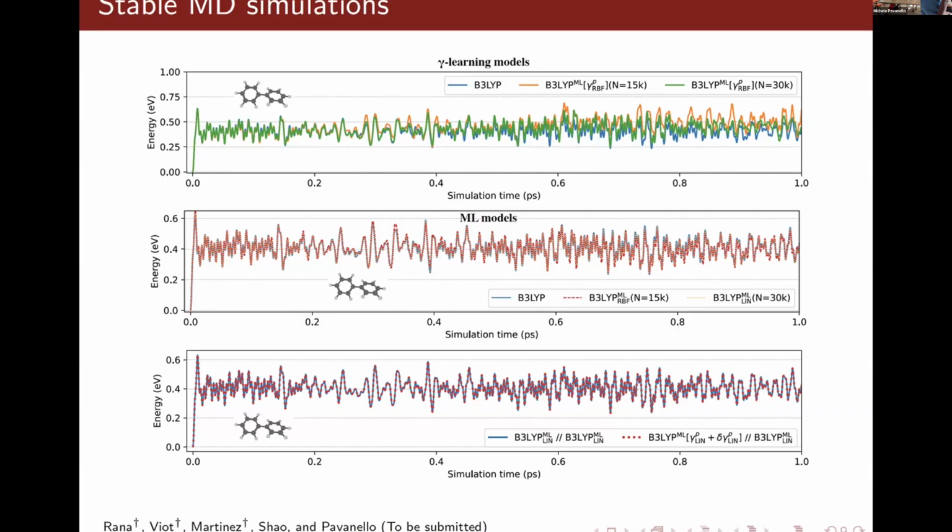However, the energies that you are getting out of it are not perfectly matching with the B3LYP energies after a certain point of time. And we already know that this is due to the inaccuracy of the forces, and we have already fixed it. So if you want to know more about it, we can talk about it after the talk.